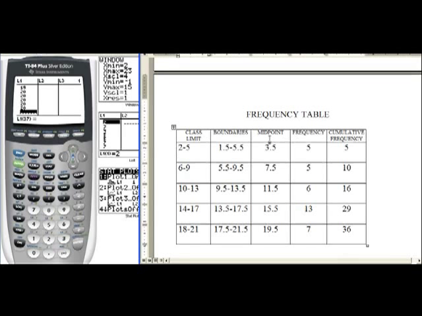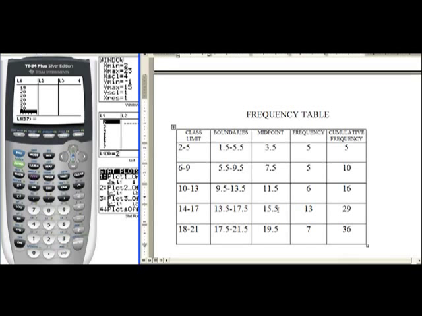The next thing I do is I calculate the midpoints in this column. The midpoints are simply the class limits added divided by 2. 2 plus 5 divided by 2 is 3.5. 6 plus 9, 15 divided by 2, 7.5. 10 plus 13, 23 divided by 2, 11.5. 14 plus 17, that is 31.